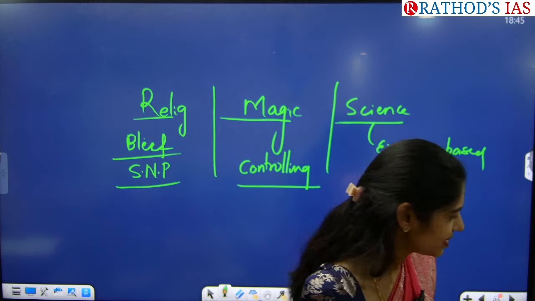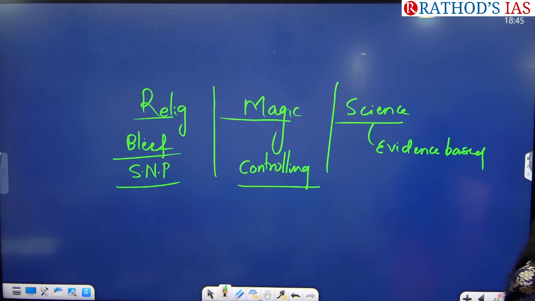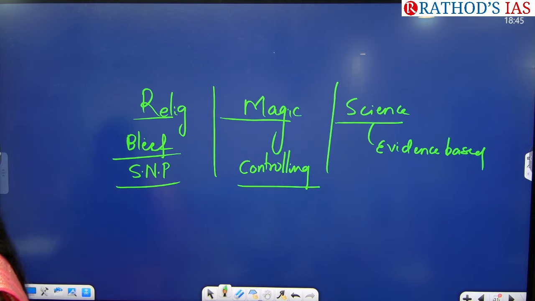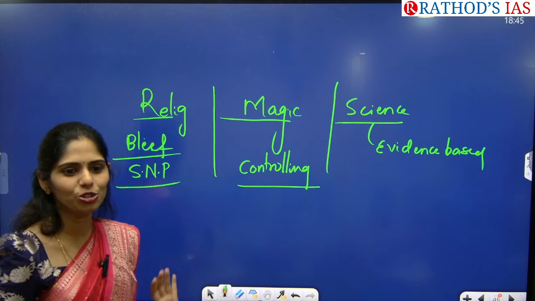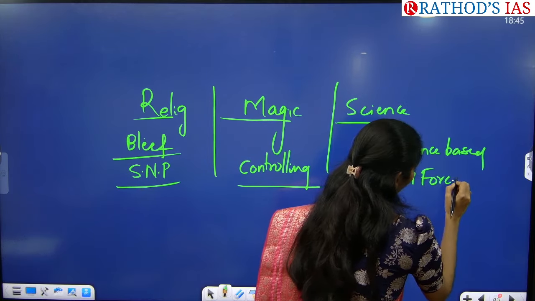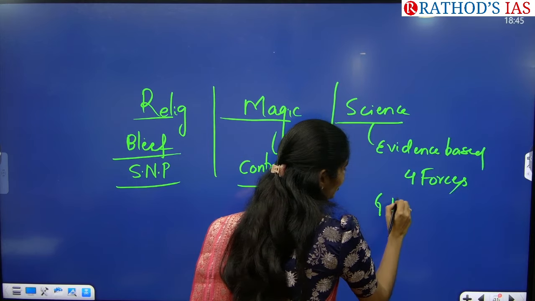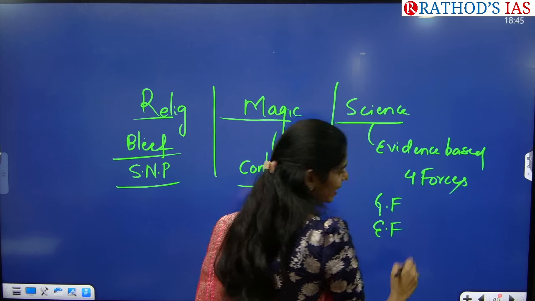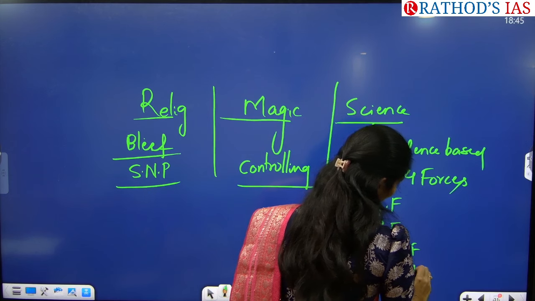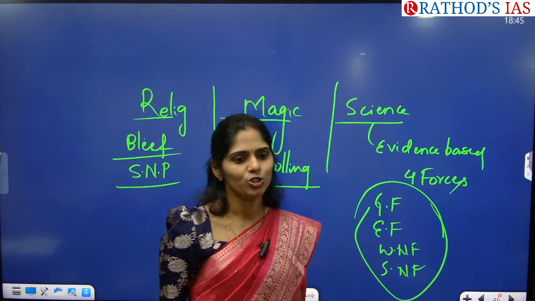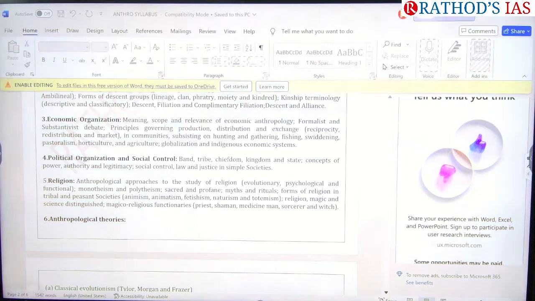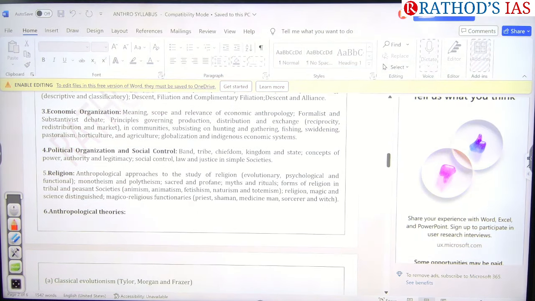What is science? Science is about? We will not be following or believing any supernatural power here. We will be following only 4 forces. Can you tell me what those 4 forces are? Gravitational force, electromagnetic force, weak nuclear force and strong nuclear force. It is entirely based on evidence. So this is the difference between magic, science and religion. Okay, are there any topics left? I think I covered most of them.